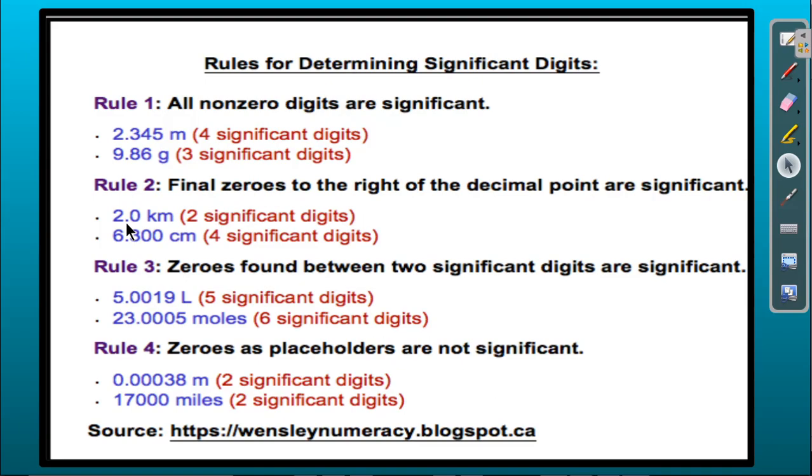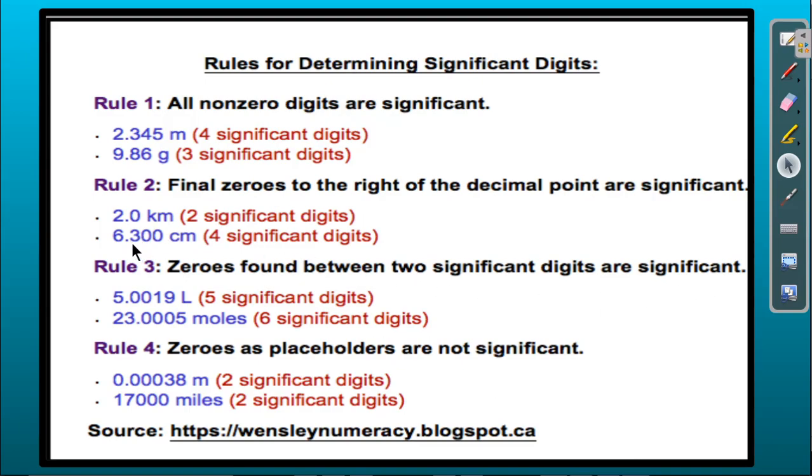So here's my decimal point. This is at the right of the decimal point, is 0, and is at the end. This 0 is significant. This is 2 significant figures. Okay? Before I go over this number with you, I want to read rule number 3. It says zeros found between 2 significant digits are significant.